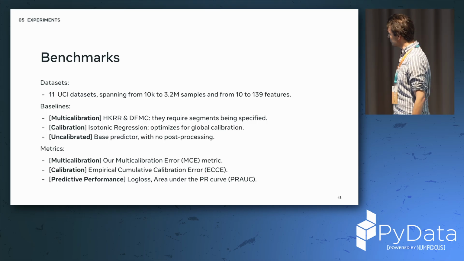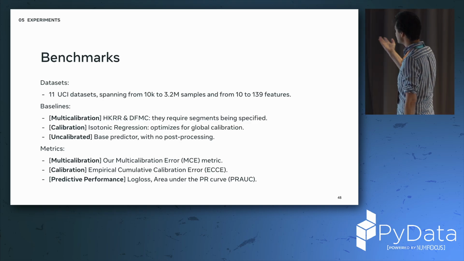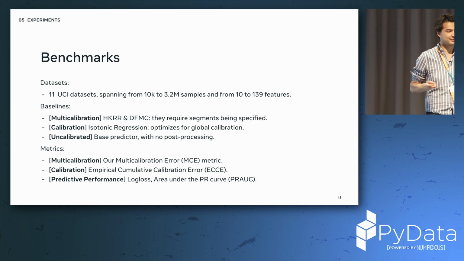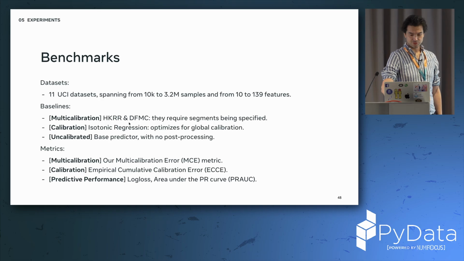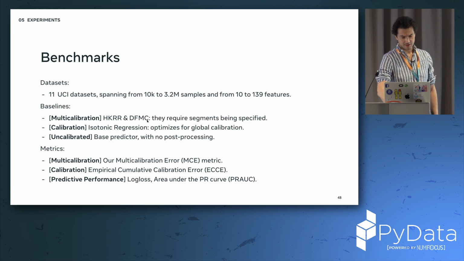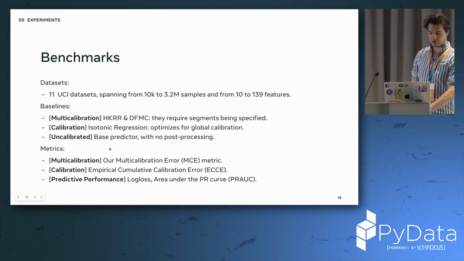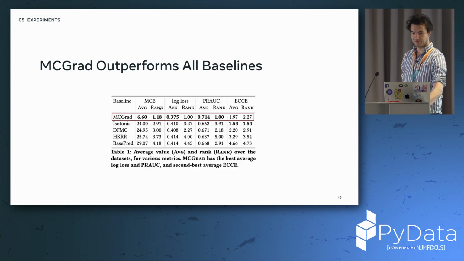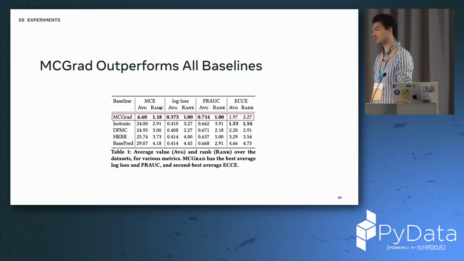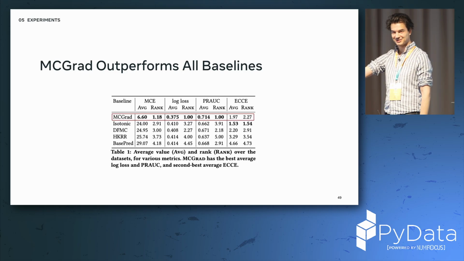We applied this also to a set of UCI data sets, and this was more for the purpose of the paper that we published at KDD. We compared against two methods from the literature, HKR and a more recent one called DFMC, as well as against regular calibration approaches like isotonic regression. We measured our own multi-calibration error metric, as well as ECCE, log loss, and area under the precision recall curve. And we have the rank here: on each of these 11 data sets, you sort the methods according to which does best on this metric.